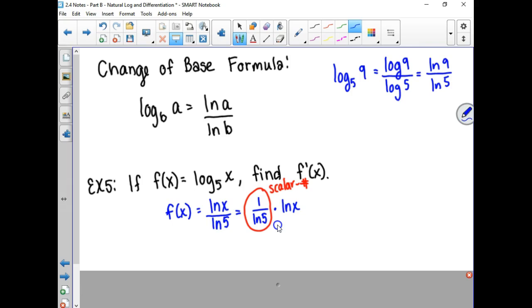So what we're going to do when we take this derivative, we'll say f prime of x equals, that scalar multiple just stays out front, 1 over natural log of 5, times, now we take the derivative of natural log of x. And what is the derivative of natural log of x? 1 over x. So our derivative is 1 over x times the natural log of 5.